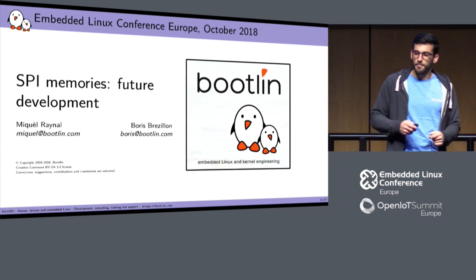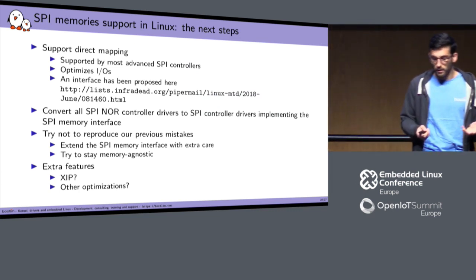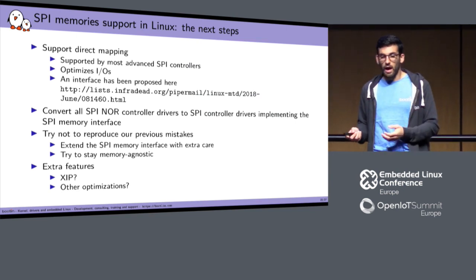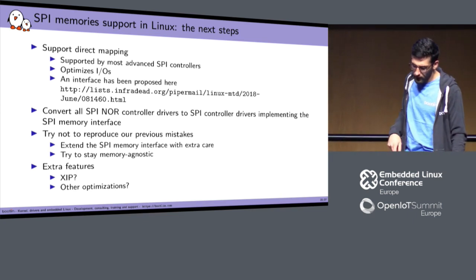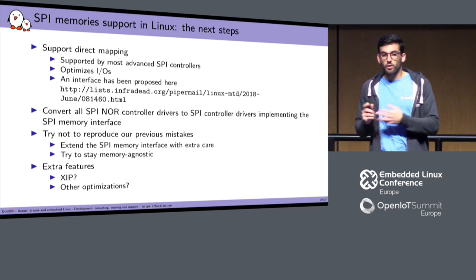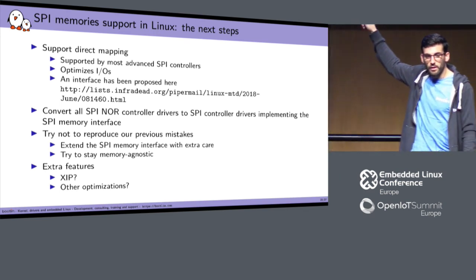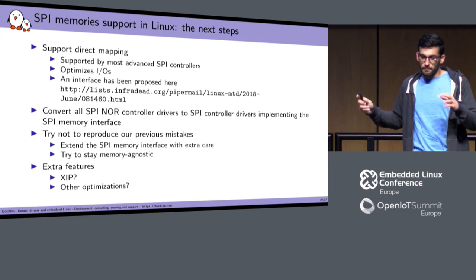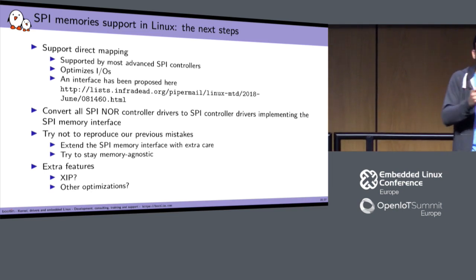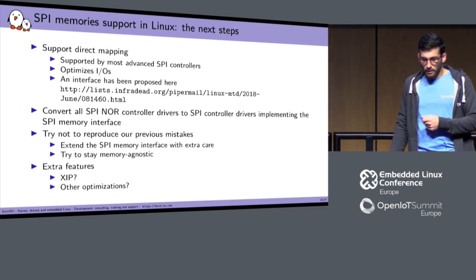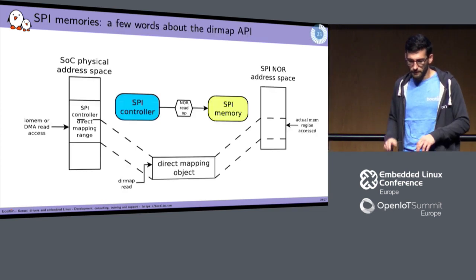So what's next? In the future, we would like to support direct mapping. It would be a great feature to have, and it would even allow executing code in place from SPI NOR chips. We should convert all the SPI NOR controllers, these controllers in the red thing before. It's part of the past. We don't want to see them anymore, and now they should be migrated to use the SPI memory framework. And of course, try not to reproduce our previous mistakes, stay memory agnostic, do not mix everything.